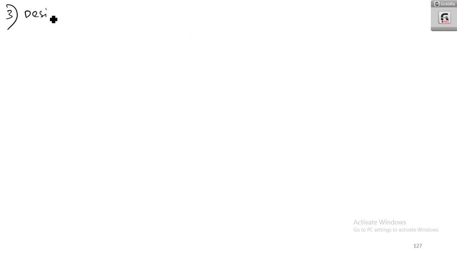The question is: design a mode 10 up-down counter. So this is a bit lengthy, but it is easy. Design a mode 10 up-down counter.